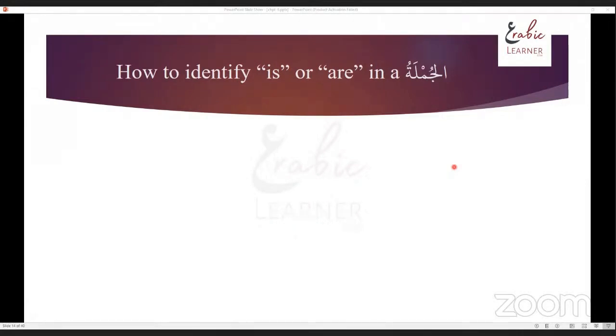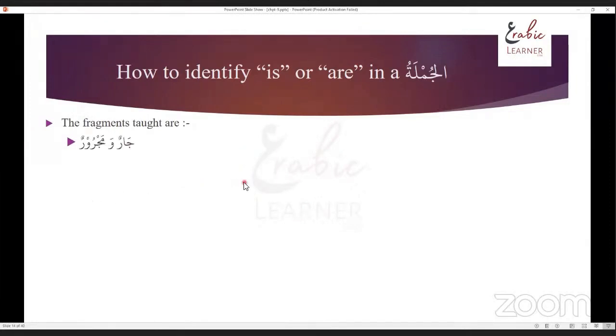So how do you identify where this is coming? Because otherwise, you will be changing the meaning completely. You will not understand the meaning of a sentence correctly if you do not know where the is will come. So I will show you some technique today, inshallah. Now you have learned fragments, right?